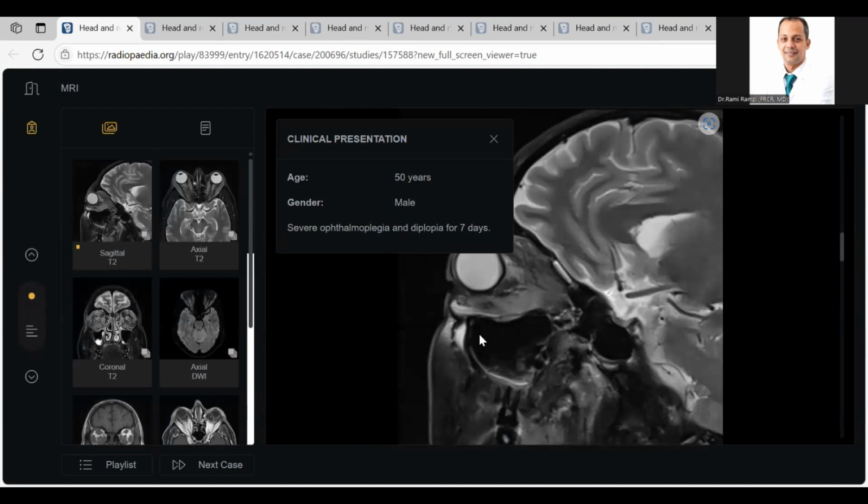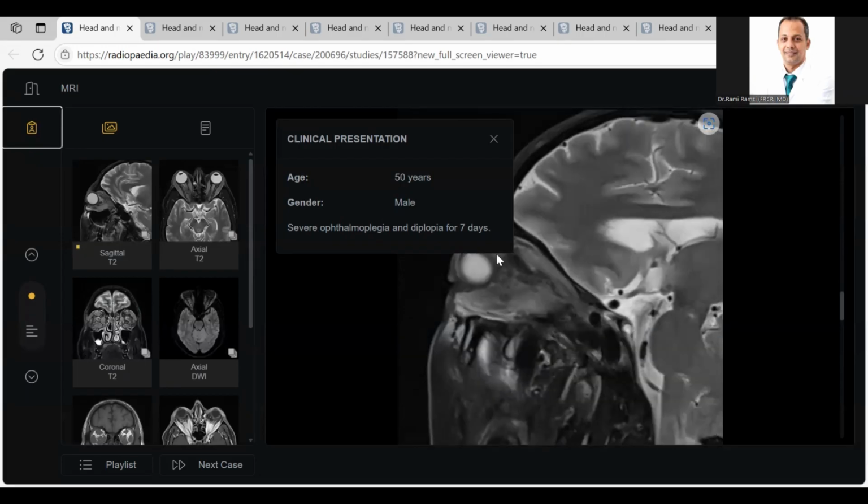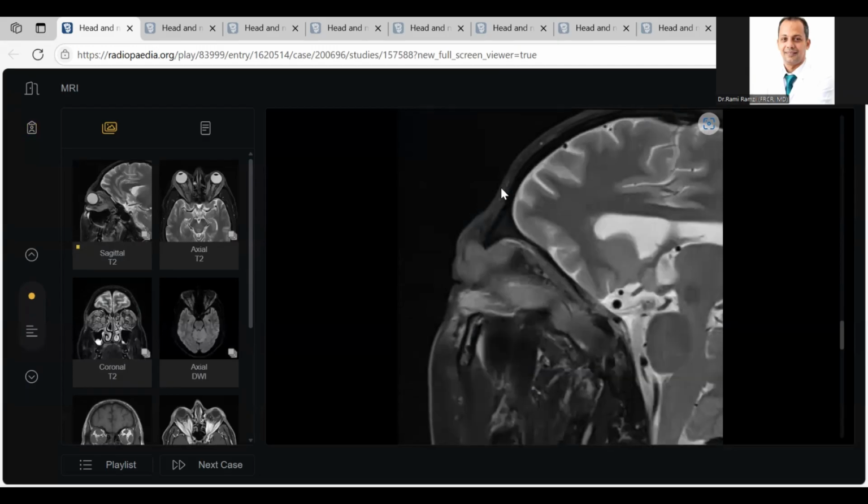Assalamu alaikum, sir. 50-year-old male patient with severe ophthalmoplegia and diplopia for 7 days. Take care, this history is tricky.